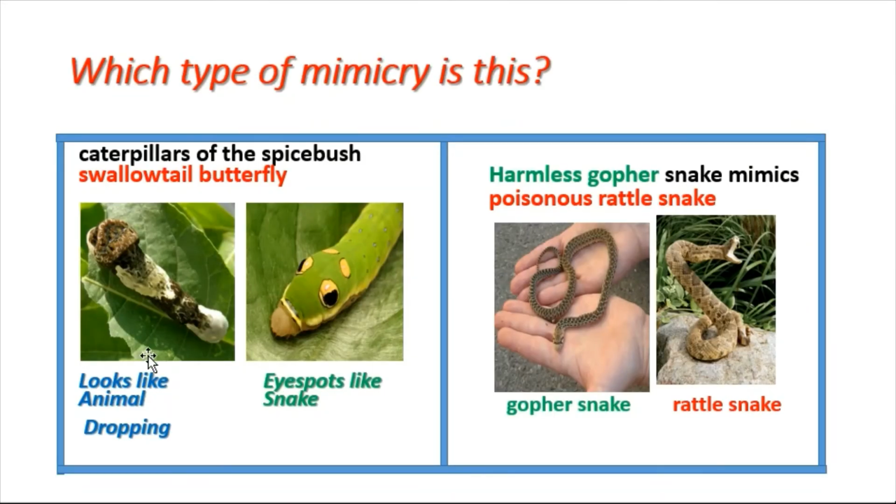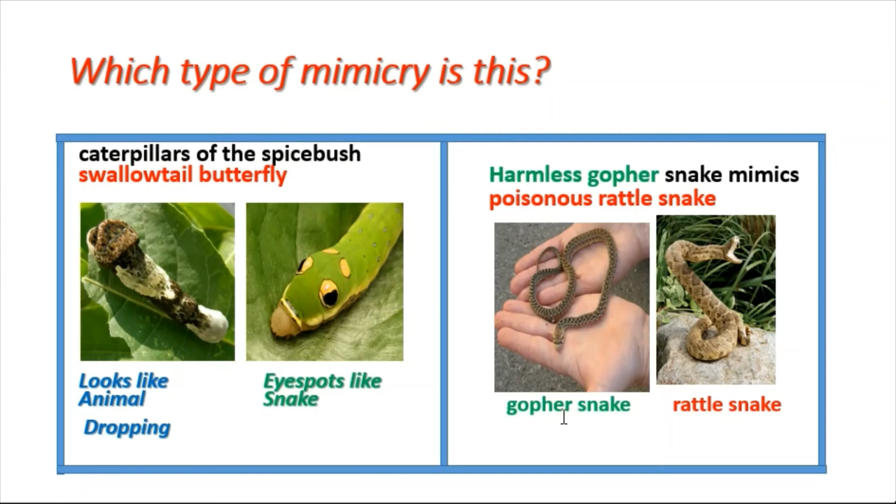Number 2. The caterpillars of the spice bush swallowtail butterfly at one stage look like an animal dropping. The question is, which type of mimicry is this? The answer is, this is masquerading. At another stage, the same caterpillar of the spice bush swallowtail butterfly develops fake eye spots to look like a snake. The question is, which type of mimicry is this? The answer is, this is Batesian mimicry.